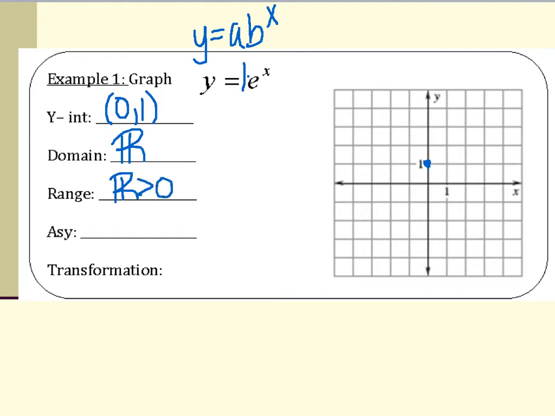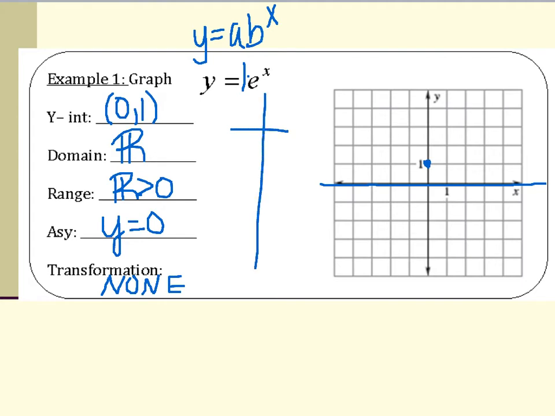And my asymptote is still going to be the line y equals 0. So let's draw that asymptote right in there. We can't forget to do that. Our transformation, well, since a is just 1, there is none. So let's make a table of values to graph this.